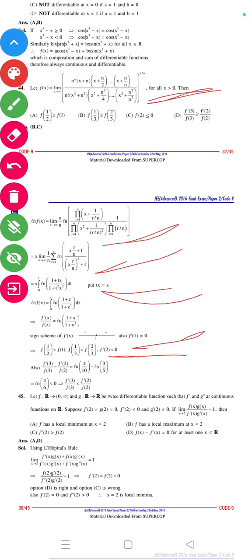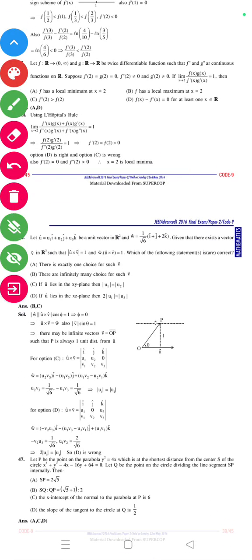is equal to ln 4/10 minus ln 3/5, ln 4/6 is less than 0, f'(3)/f(3) is less than f'(2)/f(2). So what will be the answer? B and C. f(1/3) is less than or equal to f(2/3) and f'(2) is less than or equal to 0, so B and C will be the answer.